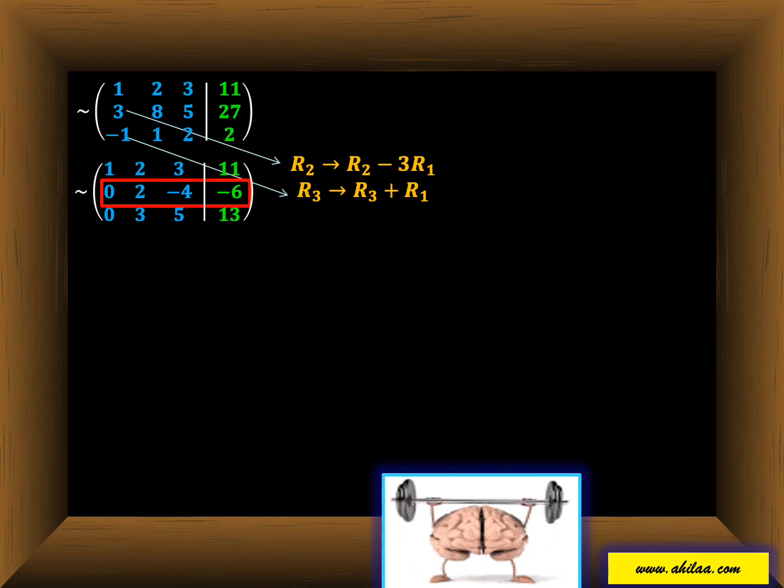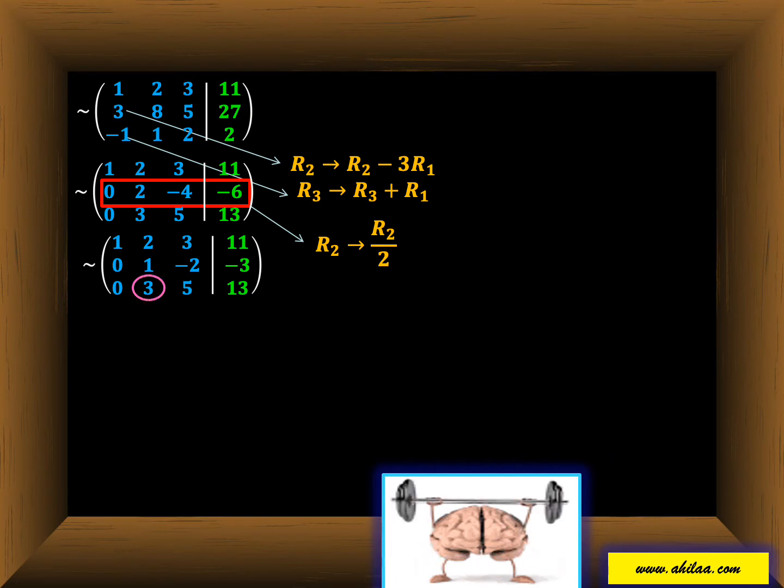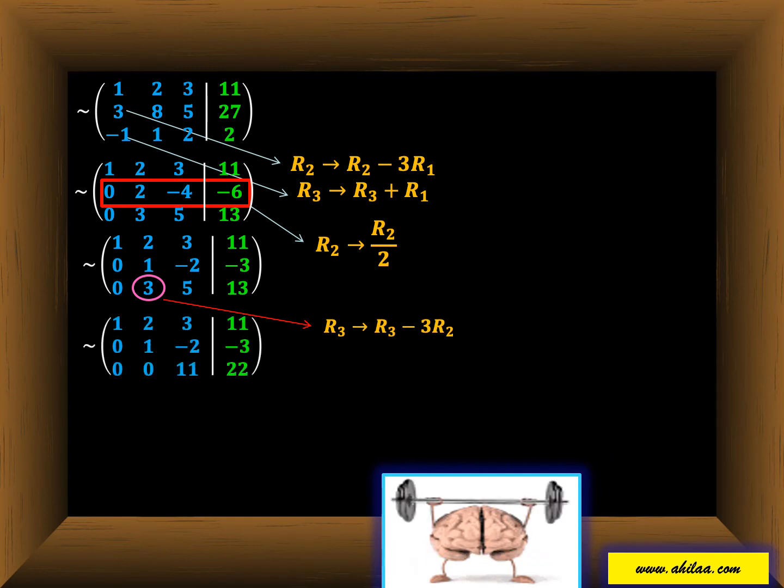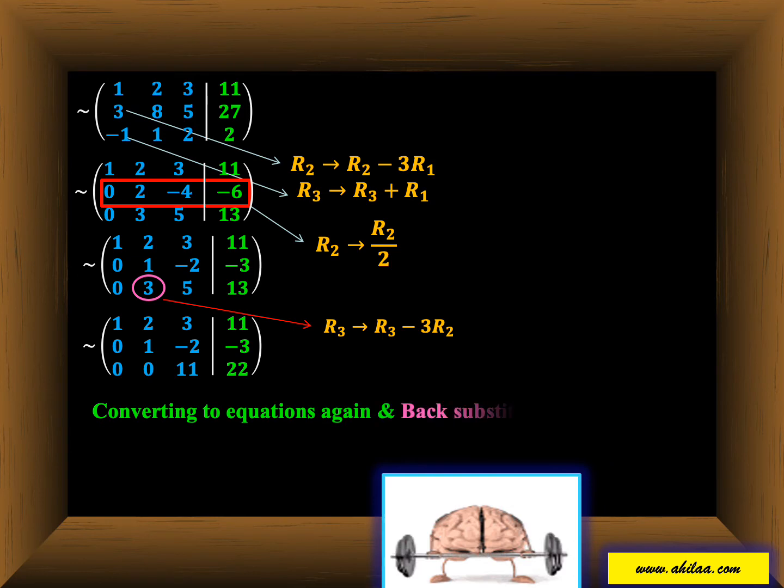Now I see the second row is completely divisible by 2. So for making simple values, I can divide this R2 by 2 completely. So I am getting this matrix. Next I want to make this A32 element which is 3 here to be 0 using the second row as our pivot row. So the operation is R3 tends to R3 minus 3 R2, getting the equivalent matrix like this.